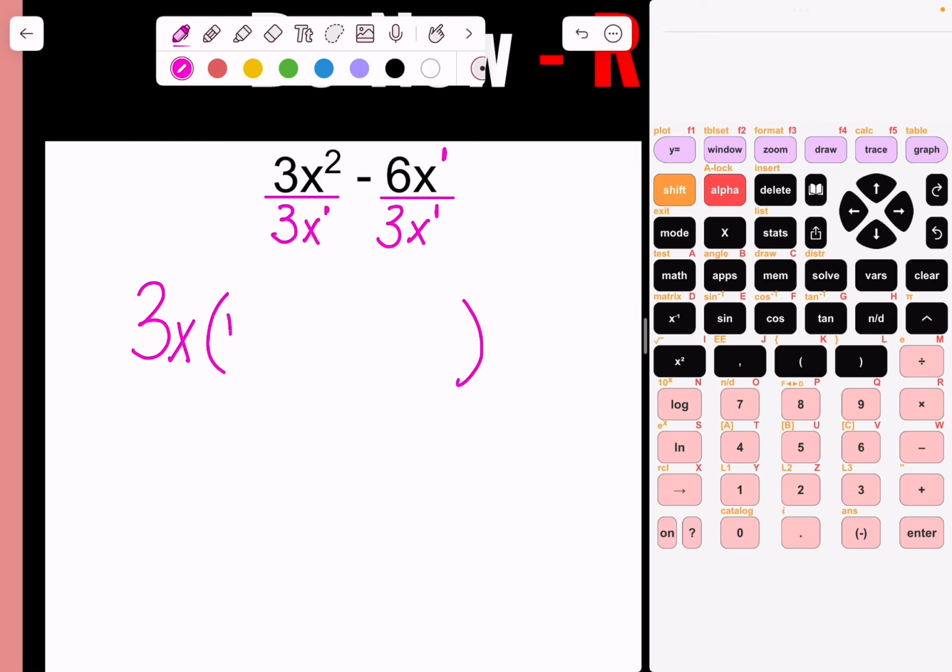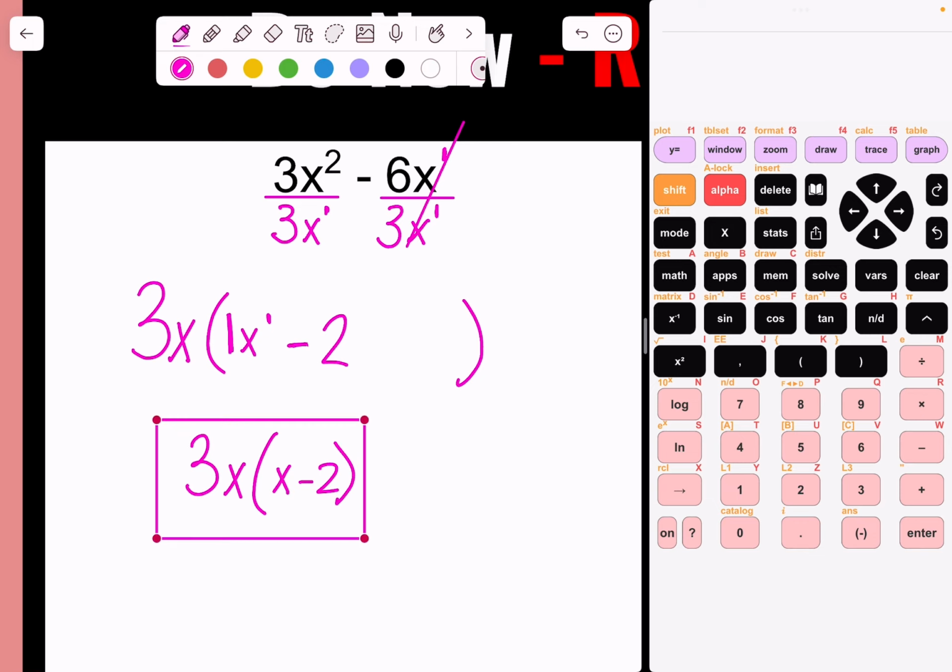3 divided by 3 is 1, then x2 divided by x1 leaves me with x with 1, because 2 minus 1 is 1. Then minus 6 divided by 3 is 2, and if I have an x and I take away an x, they go away. And most of the time, if this was multiple choice, how you would see it written is the GCF 3x, and they probably wouldn't write those 1, so they would just write x minus 2. And this is our final answer.